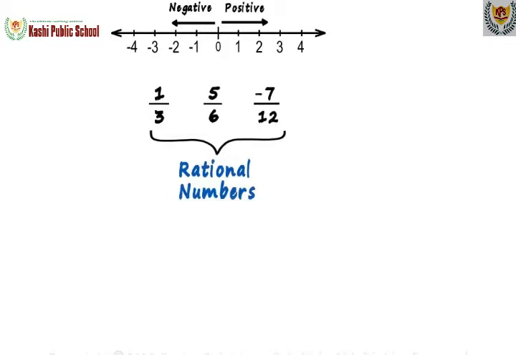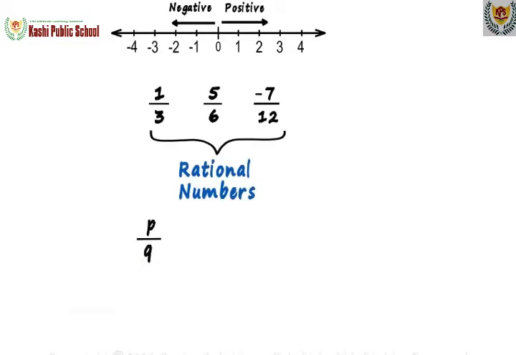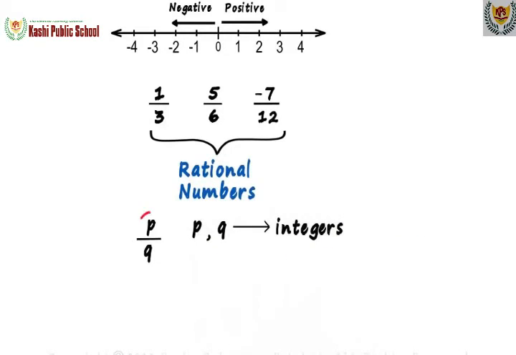We say that they are of the form p by q, one number in the numerator and one in the denominator. But there are a few conditions we need to know. P and Q should be integers. We can have only integers in place of P and Q. And there is another important condition. Q should not be equal to 0.